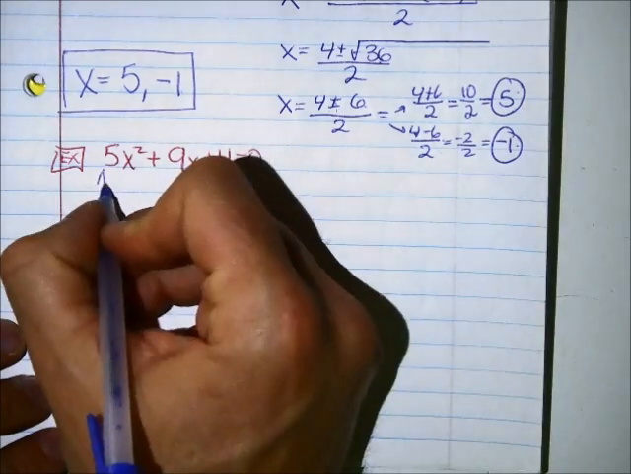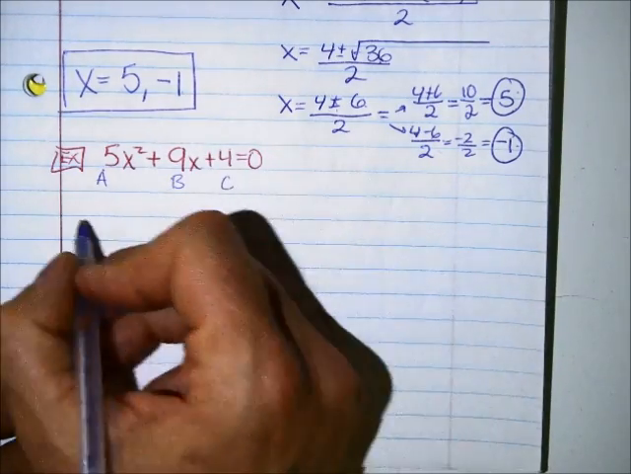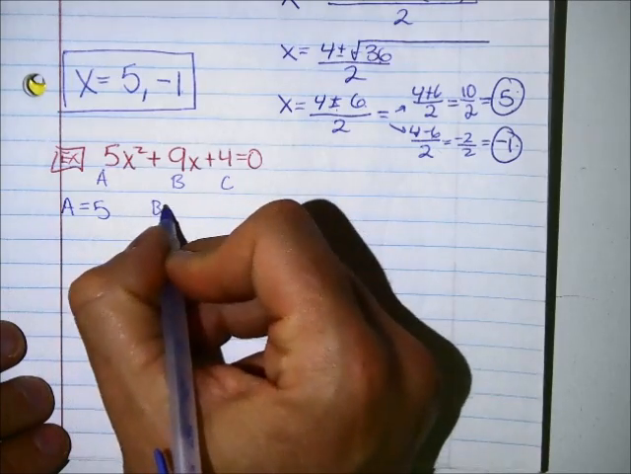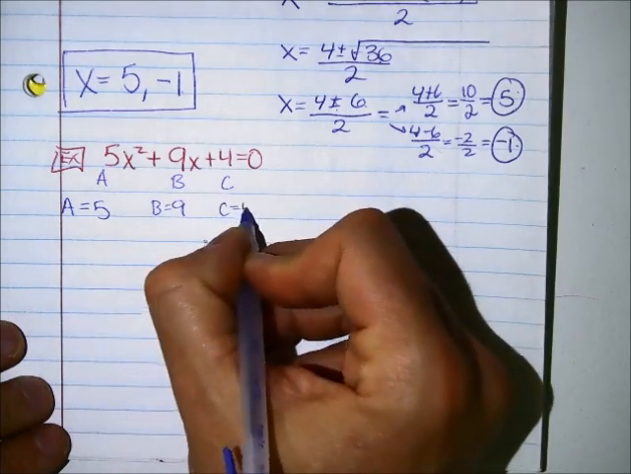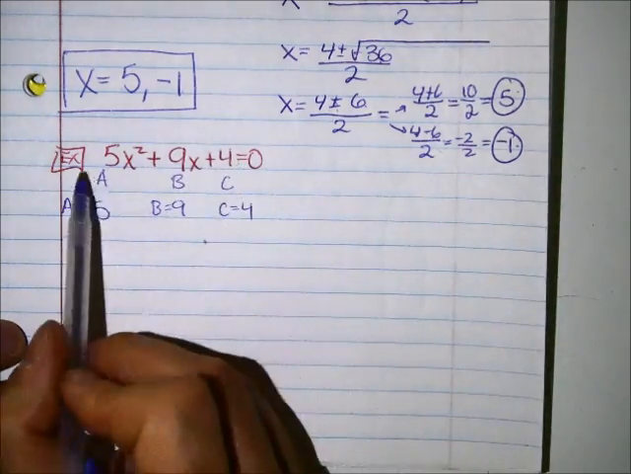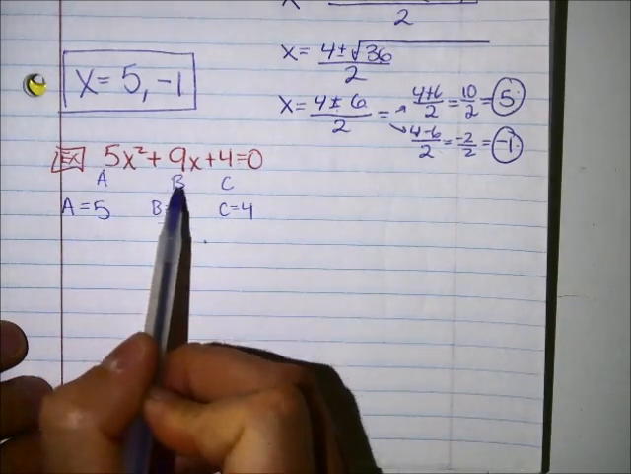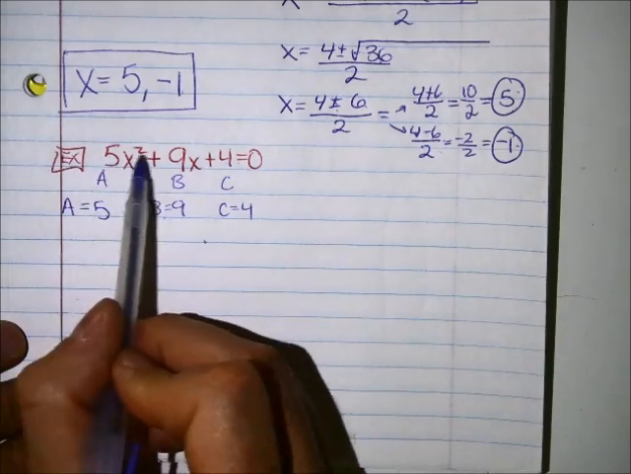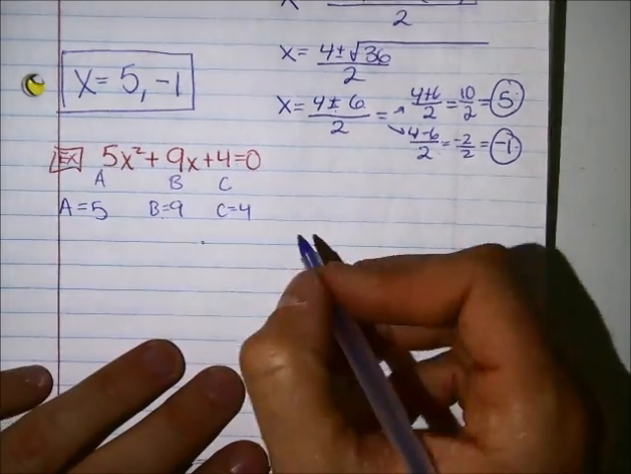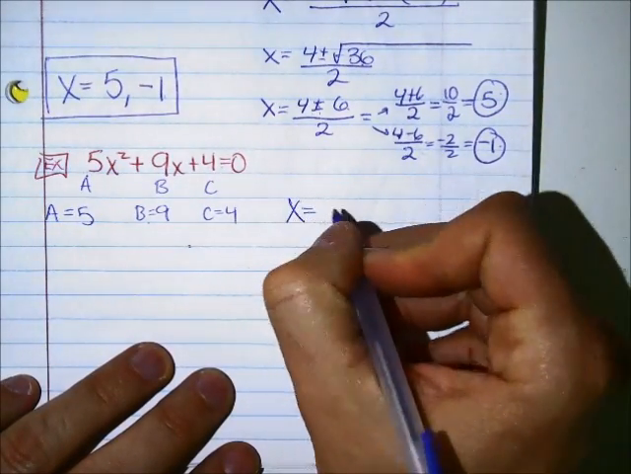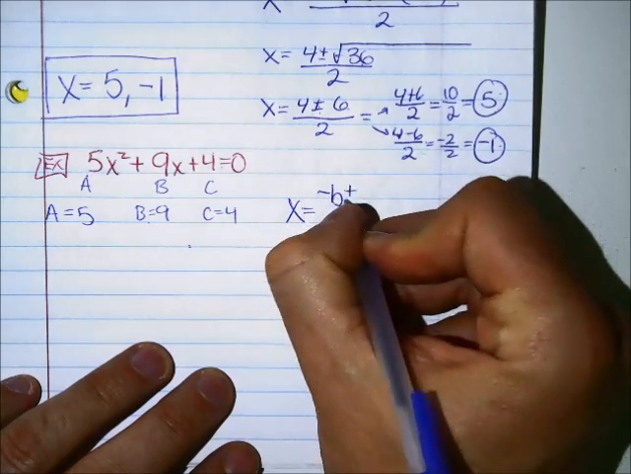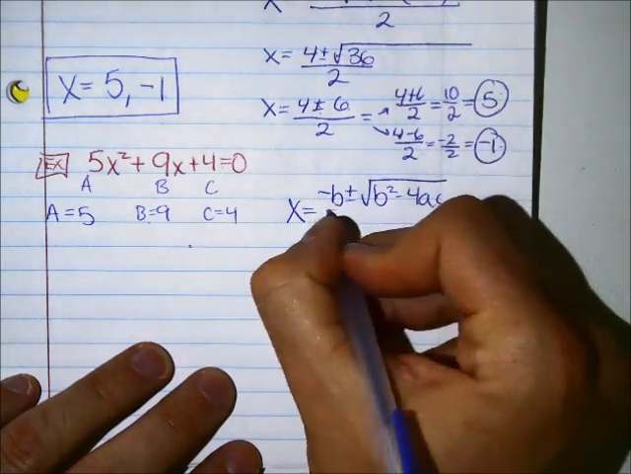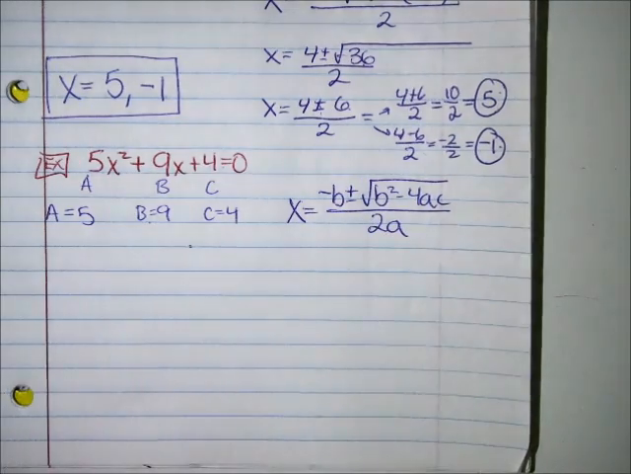For this one, it's still the same setup. A, B, C. So for this problem, A is 5, B is 9, C is 4. A, the B, the C. Whatever's in front of x squared, whatever's in front of the x, the 4. They're all positive because it's a positive, a plus, and a plus. I'm going to substitute these into the quadratic equation, which is negative b plus or minus the square root of b squared minus 4ac all over 2a.